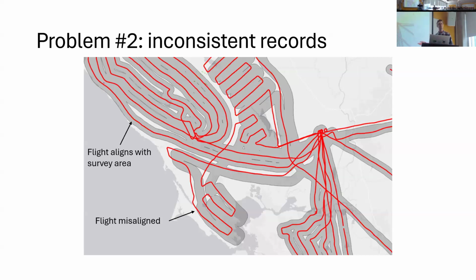Sometimes the flight lines don't really align with the survey area at all. This was California, and I want to say 2016. All this up here looks pretty closely aligned, and then there's weird stuff going on down here.